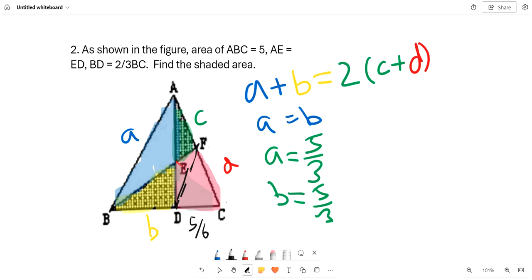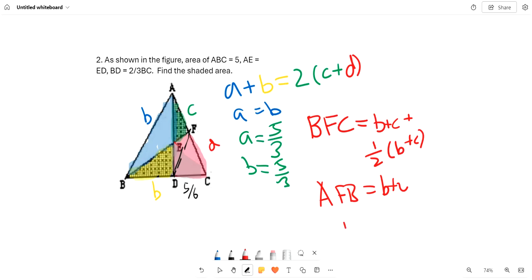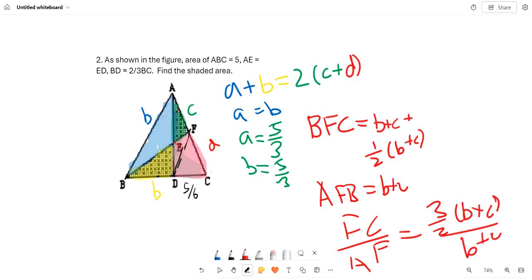And we also know, let's label this as B, that FED equals C from our previous step. And so that means BFC equals B plus C plus 1 over 2 times B plus C, because it's half the area. And we know that AFB just equals B plus C. And so the proportion, because they have the same height, FC to AF is equal to 3 over 2 times B plus C over B plus C, which equals 3 over 2.